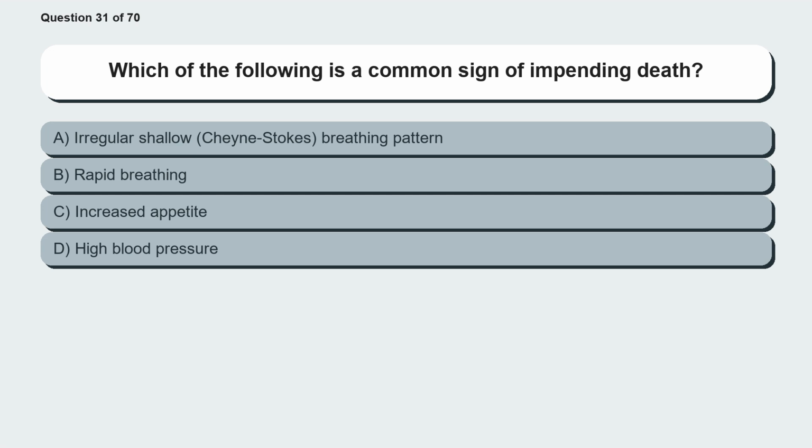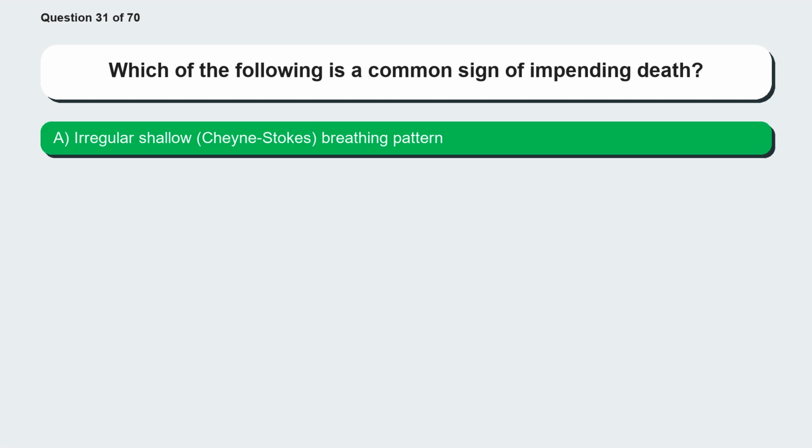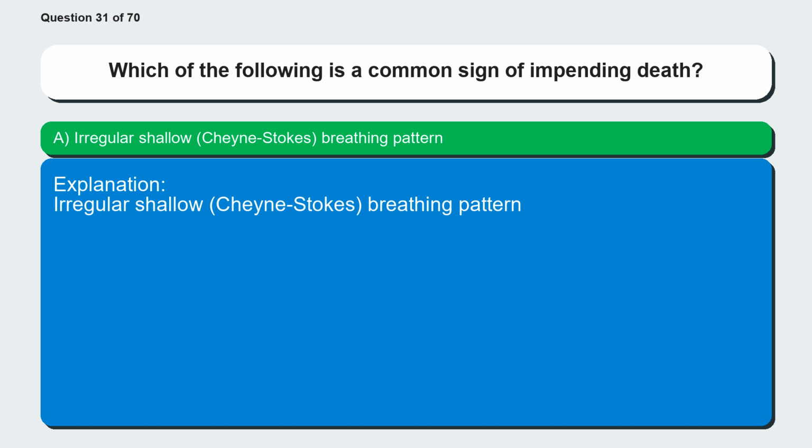Question 31. Which of the following is a common sign of impending death? Option A. Irregular shallow, Cheyne-Stokes breathing pattern. Option B. Rapid breathing. Option C. Increased appetite. Option D. High blood pressure. The correct answer is option A. Irregular shallow, Cheyne-Stokes breathing pattern.